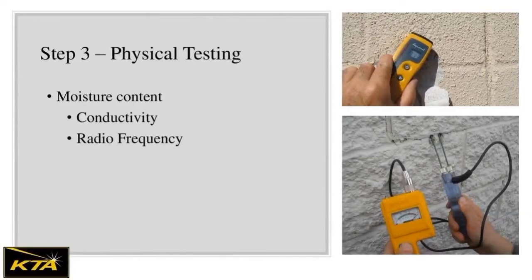Moisture testing may also be important in defining asset conditions. Moisture meters can be used and may include conductivity type meters as pictured on the bottom, or a radio frequency meter as shown on the top. This is especially important for barrier type wall assemblies where there's risk of damage to moisture sensitive finishes.